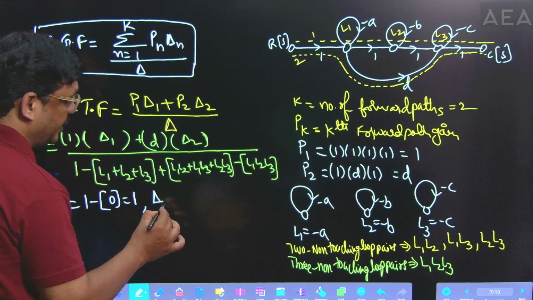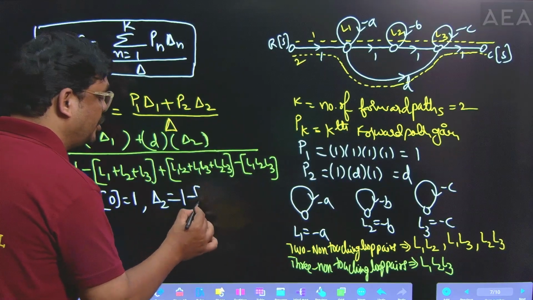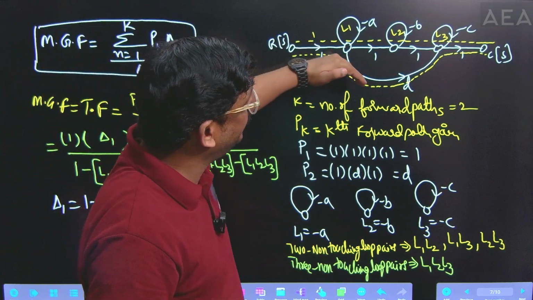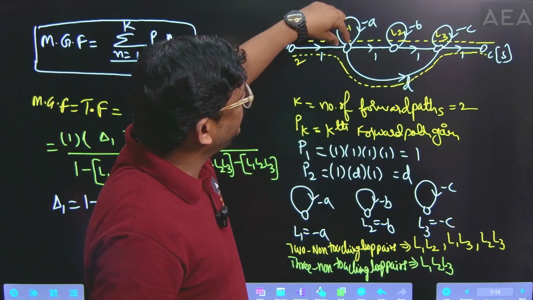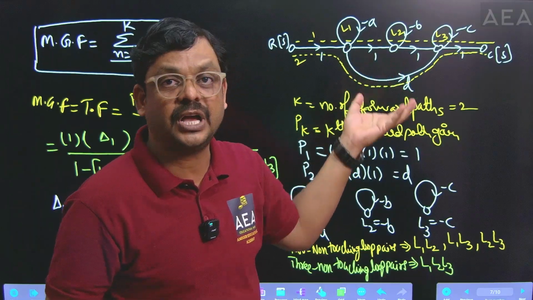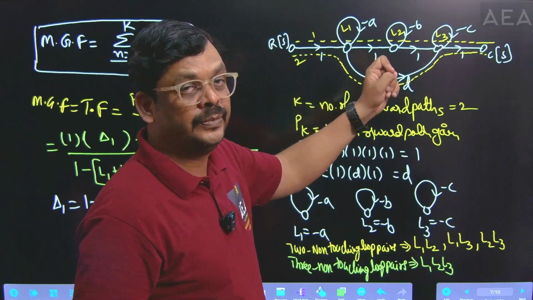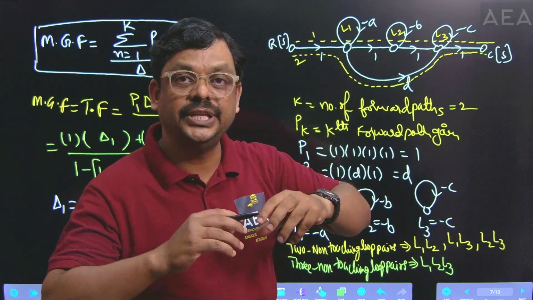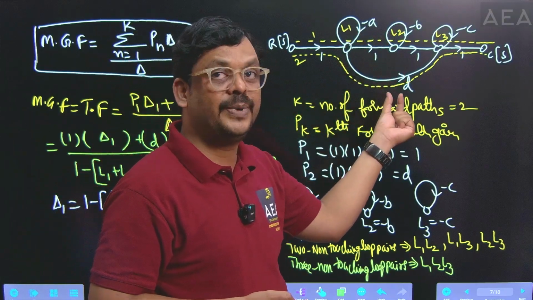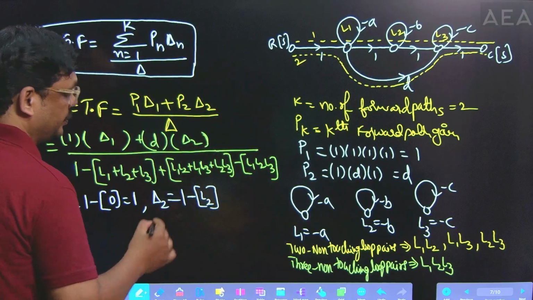Similarly, delta 2. Delta 2 is 1 minus non-touching loops of the second forward path. Just go through the second forward path. This one is the second forward path, right? The first loop is touching here and the third loop is touching here, but the second loop and the second forward path do not have a common node. The second forward path touches this node and this node only, but the second loop is defined at this node. So these two come under non-touching. So the non-touching loop of the second forward path is L2. So we have to write here L2. So this is delta 2.